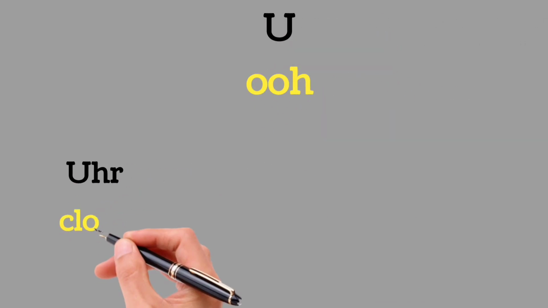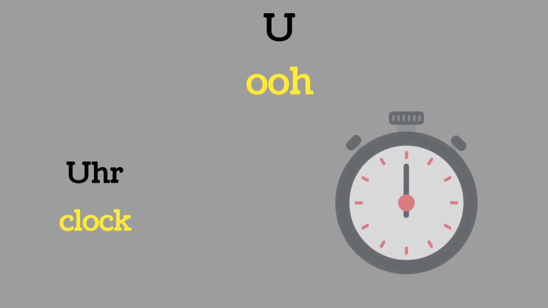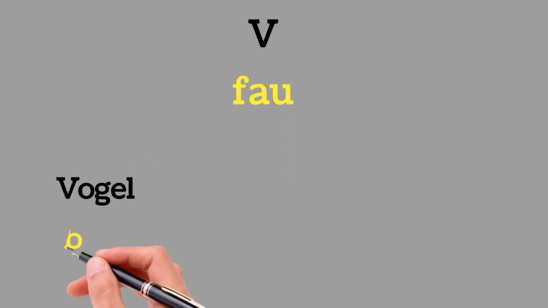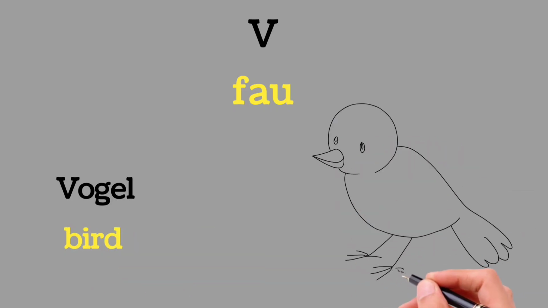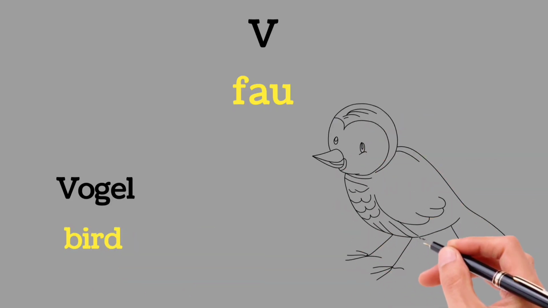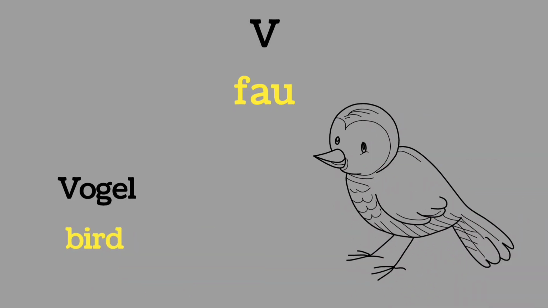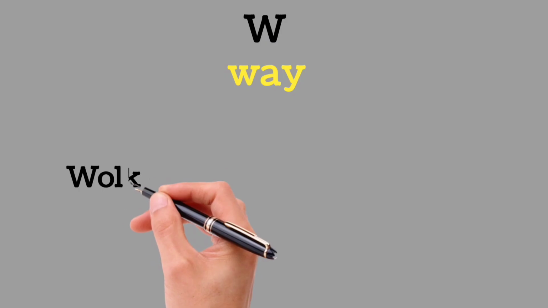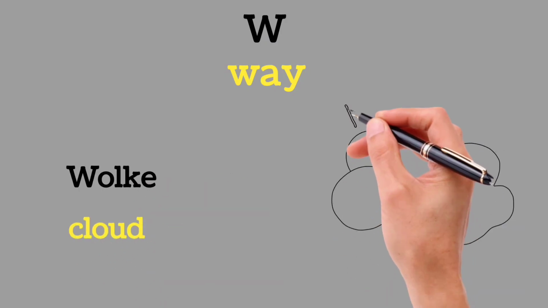U. Uhr. V. Vogel. The pronunciation of V is like the English F. W. Wolke.